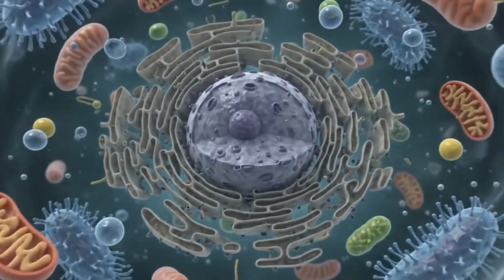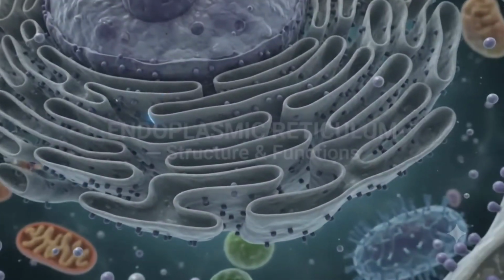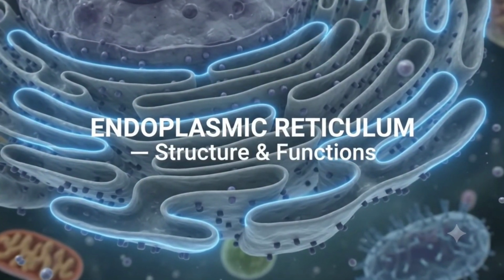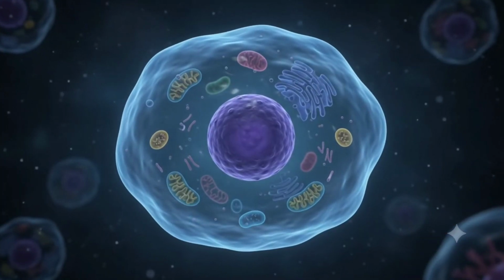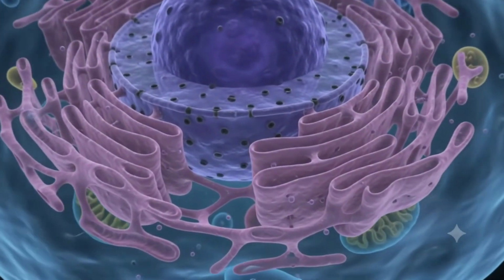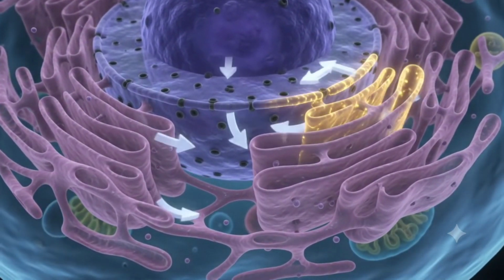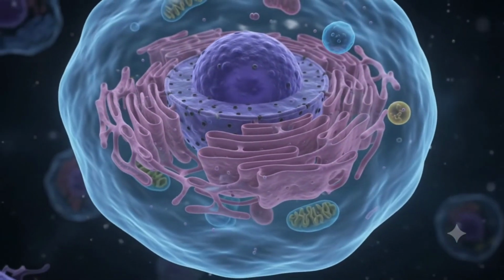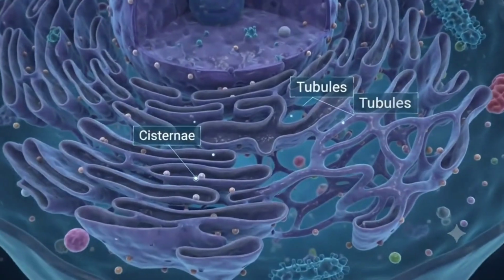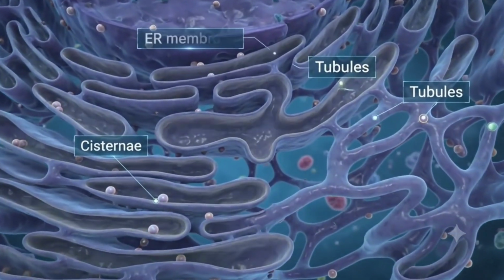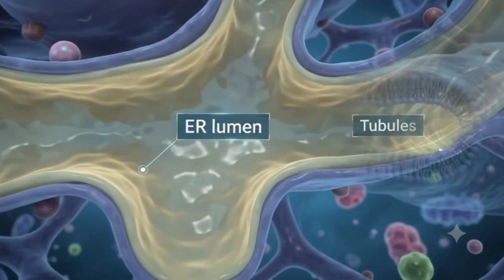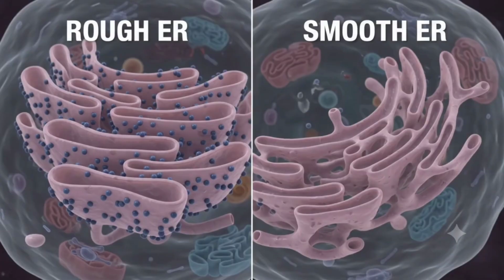The endoplasmic reticulum, or ER, is an extensive membrane network that plays essential roles in protein and lipid metabolism. The endoplasmic reticulum is located throughout the cytoplasm and is continuous with the outer membrane of the nuclear envelope. Structurally, the ER consists of interconnected membrane-bound tubules and flattened sacs called cisternae, enclosing an internal space called the lumen.